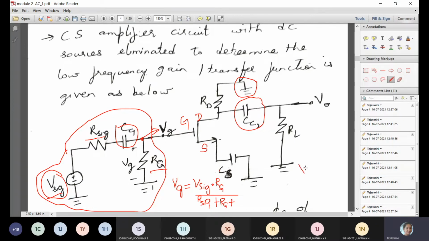plus. As you all know, Xc is equal to 1 by omega C, that is 1 by 2 pi f C. I'll write 2 pi f as S. So Xc is equal to 1 by SC in general.